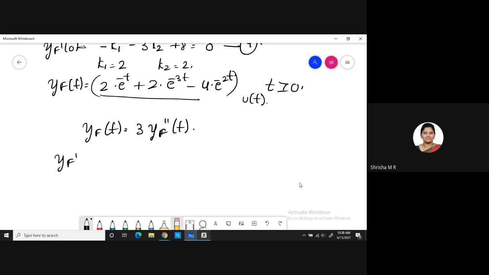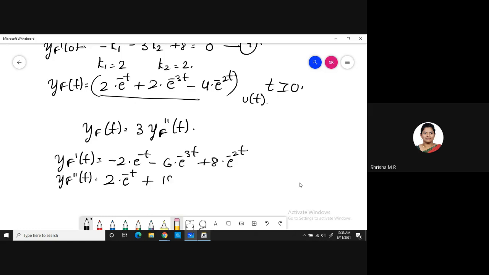So yf dash of t will be equal to minus 2 into e power minus t minus 6 into e power minus 3t plus 8 into e power minus 2t, right? And yf double dash of t will be equal to 2 into e power minus t plus 18 into e power minus 3t minus 16 into e power minus 2t.